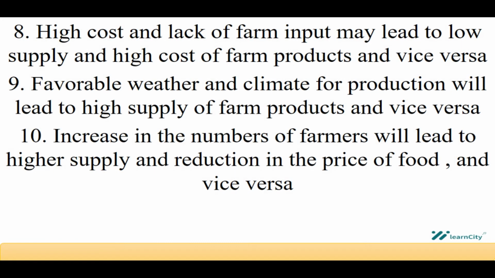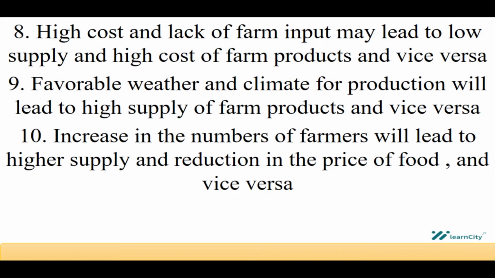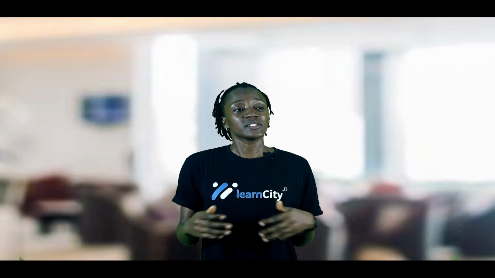Favorable weather and climate for production will lead to high supply of farm products, and vice versa. If there are favorable weather conditions, there will be a high supply of that farm product. It will be readily available. Vice versa, if the weather is not favorable, there will be low supply of the farm product. An increase in the number of farmers will lead to higher supply and a reduction in the price of the food, and vice versa. If there are more farmers cultivating, there will be more supply, and a reduction in the price of that particular good.